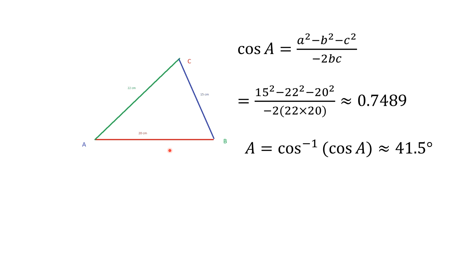So to find the angle A, I have to take the arc cosine of the cosine. The arc cosine is the inverse function. The inverse cosine function of the cosine function just gives me the angle. And so that's 41.5 degrees. Taking the inverse function of 0.7489 gives me 41.5 degrees.